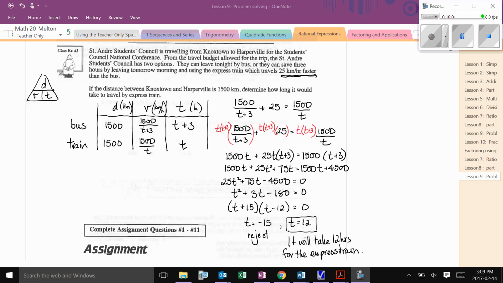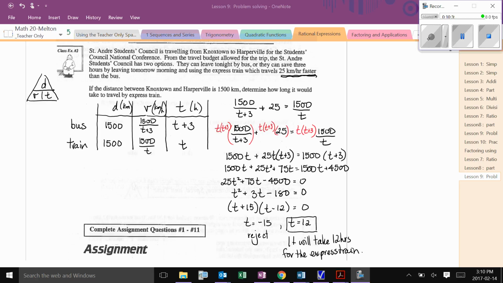Okay, so let's take a look at the solution then. We've multiplied everything by what would be a common denominator, which is t and t plus 3. So that means that we've got 1,500 t plus 25 t times t plus 3 is equal to 1,500 times t plus 3. If we distribute everything and clean that up, we end up with a nice quadratic equation: 25t squared plus 75t minus 4,500. So then we're back to looking at how do we solve a quadratic equation.